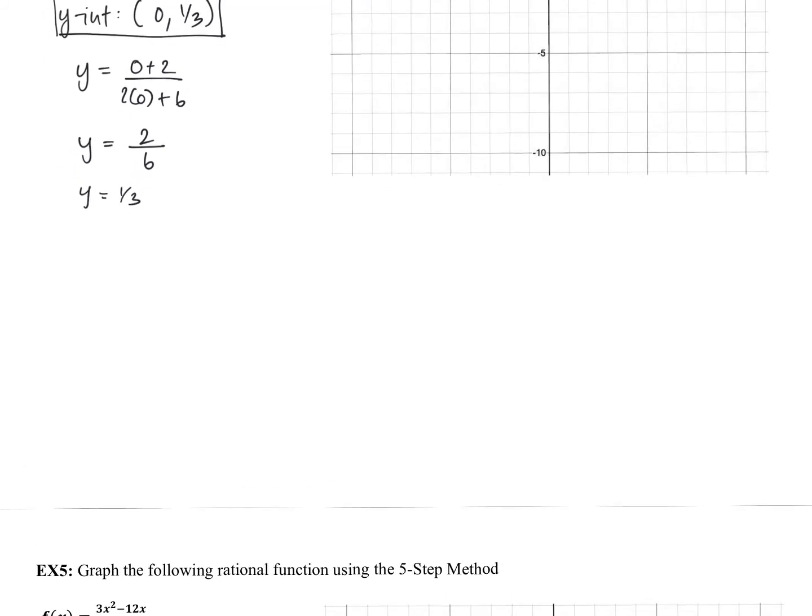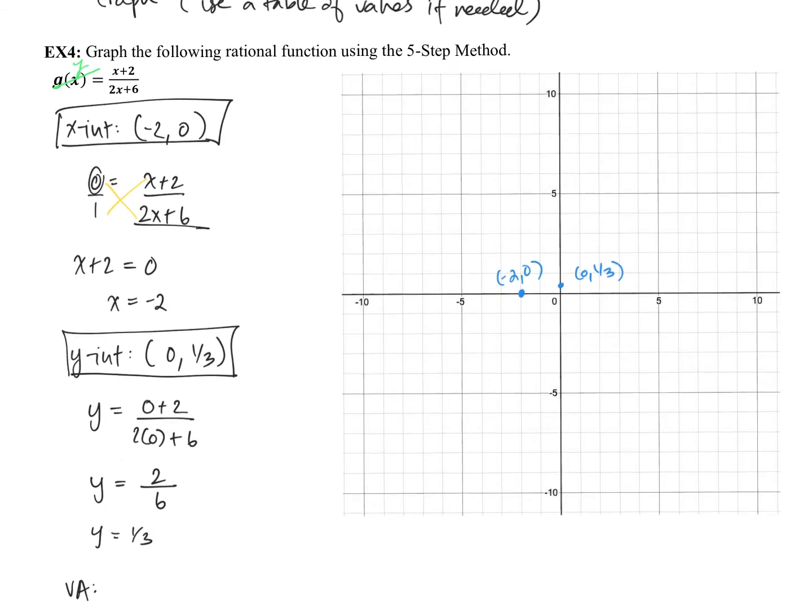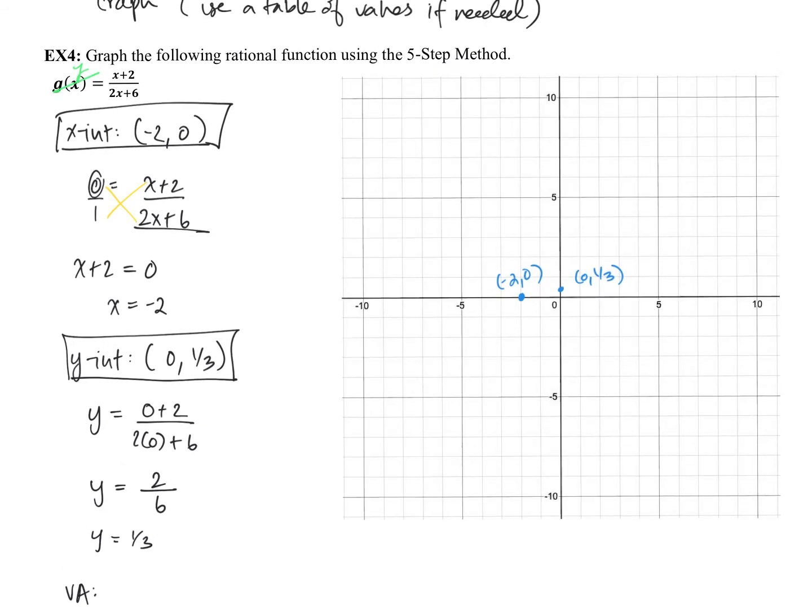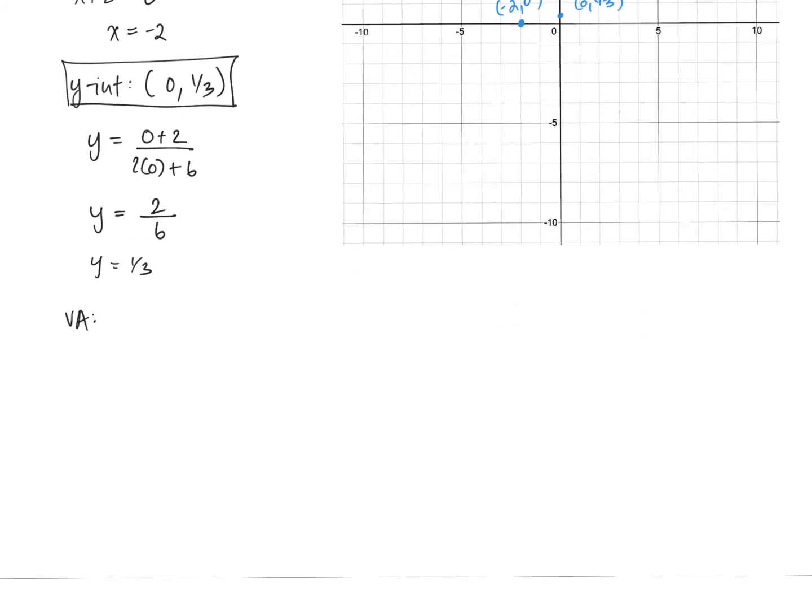These are the new steps, so make sure to pay attention. For the vertical asymptote, you just take your denominator and find the values that you can't have. It's just like finding the domain, which we did earlier. So we have 0 equals 2x plus 6, and we're solving to find out what value makes my denominator 0. Oops, that should be a 6. I don't know why I wrote minus 3.